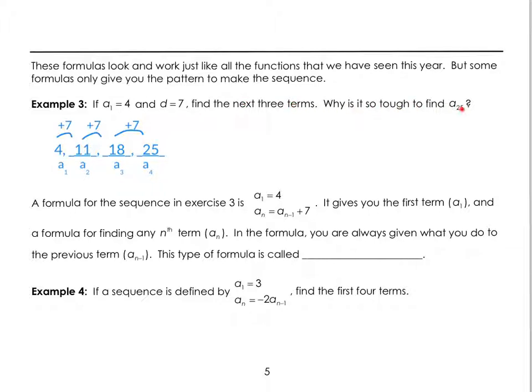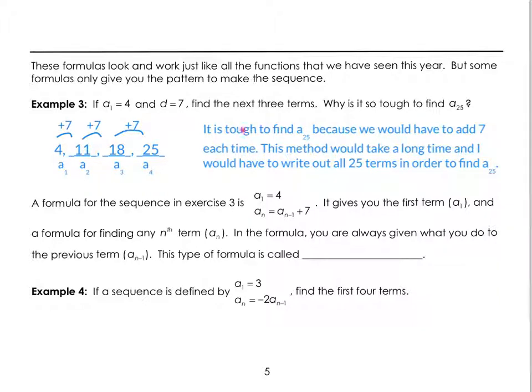Why is it so tough to find a sub 25? Well, it's tough to find a sub 25 because we would have to add 7 each time. This method would take a long time, and I would have to write out all 25 terms in order to find a sub 25. There's no way to just give me a sub 25, because in order to find 25, I have to have 24, and in order to find 24, I have to find 23, and so on all the way back until I'm at a sub 1. So again, I would need that whole list.